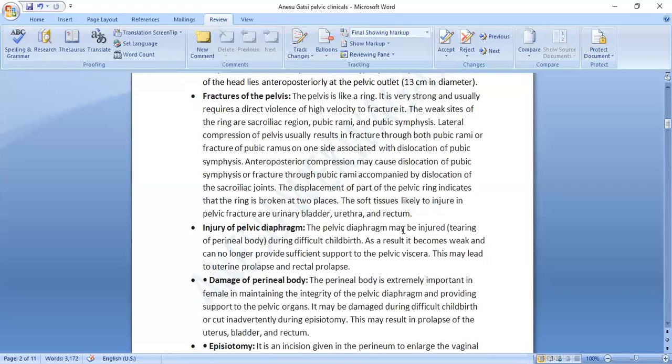So should you injure the pelvic diaphragm, you're more likely to have uterine prolapse and rectal prolapse, because remember that part of the levator ani, the puborectalis, forms that sling around the anorectal junction. So you're more likely to have rectal prolapse or uterine prolapse. Rectal prolapse can also be caused by loss of fat in the ischial fossa, which we'll talk about when we talk about the ischial fossa.